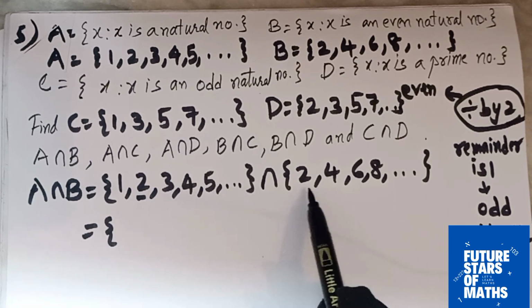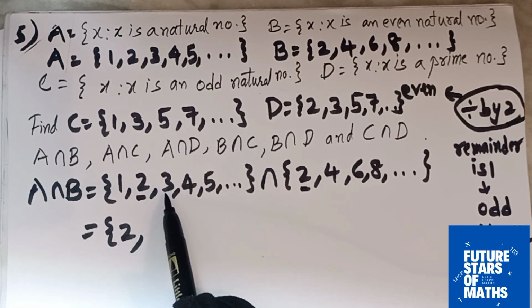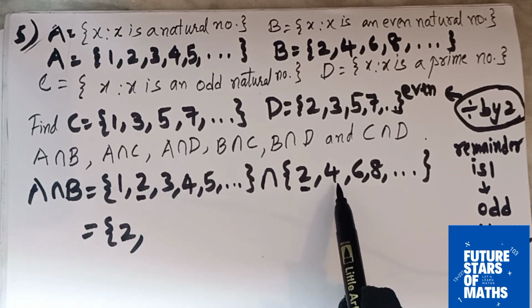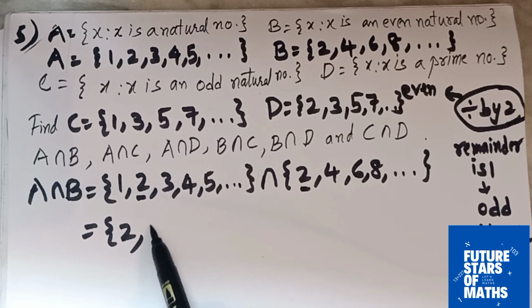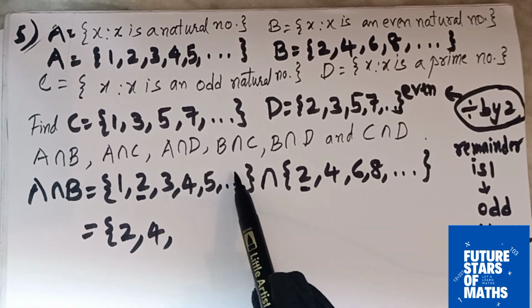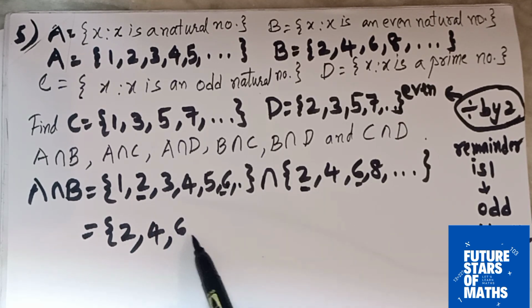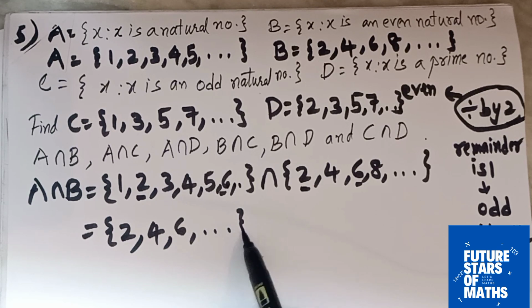Now we have 2 here. Here also we have 2, so we'll write down 2. Next element is 3. We don't have 3 here. 4 we have on both sides, so 4. 5 is not there. Then we have 6 here. So 6 is present on both sides, so we can write 6, and so on.